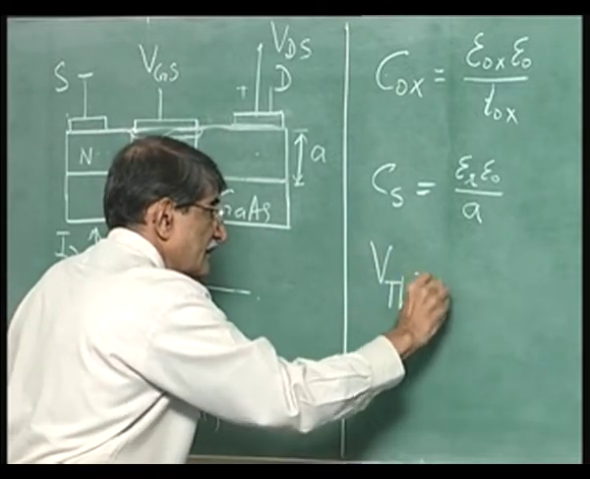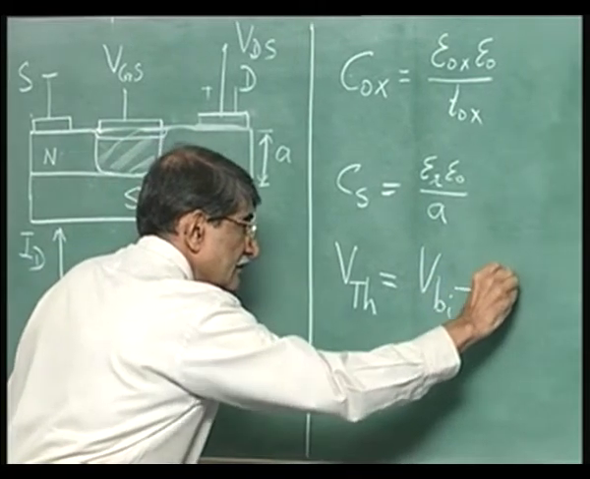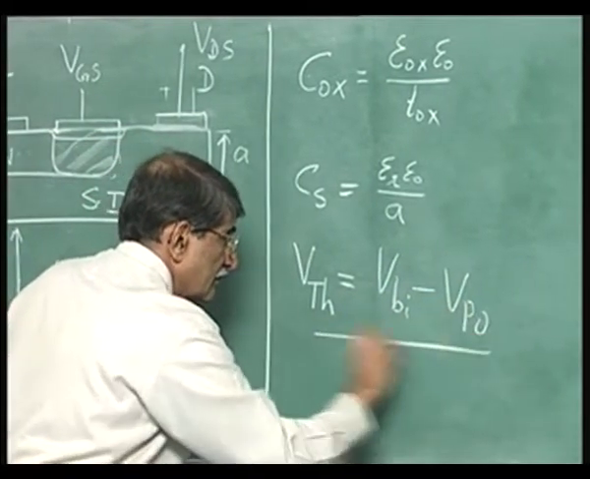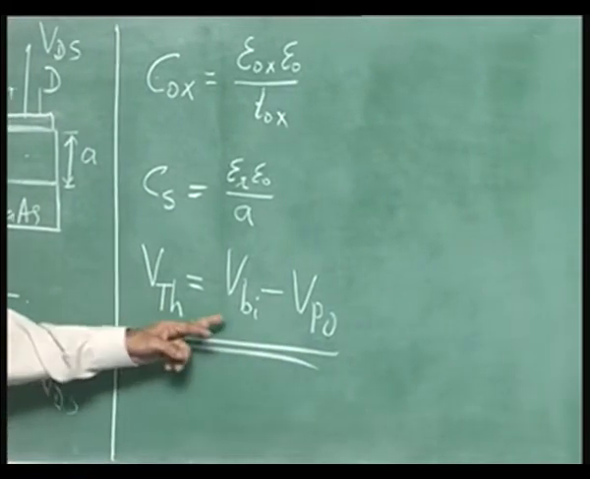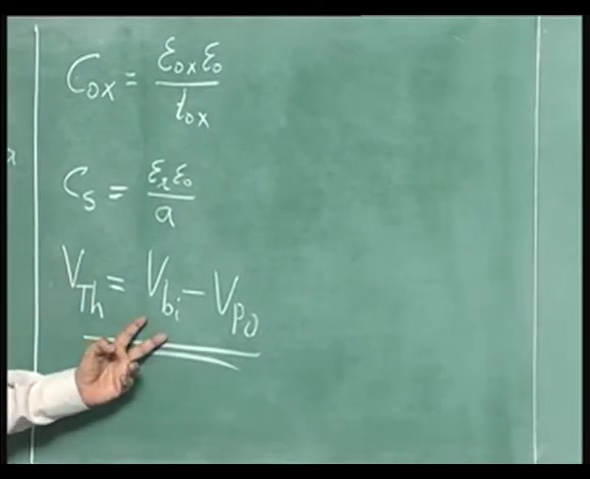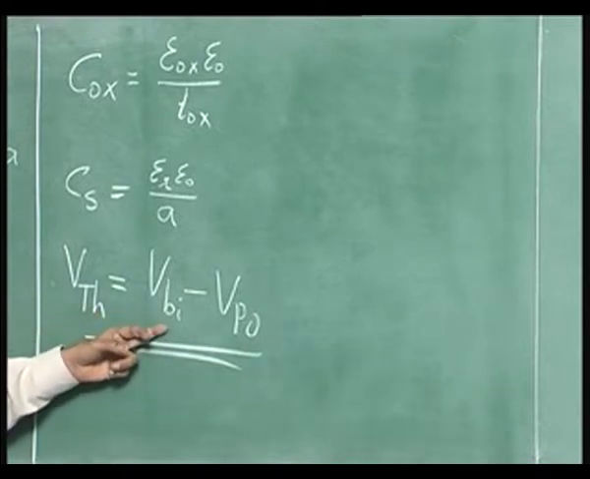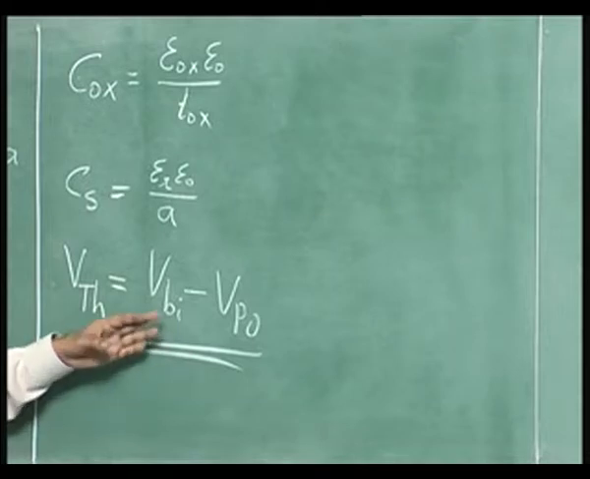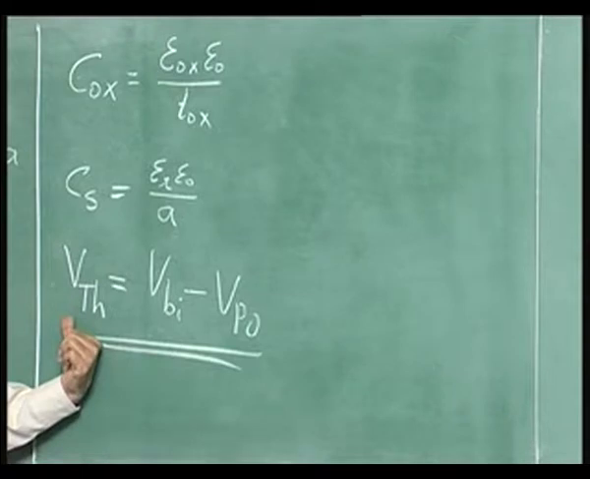All that will happen will be the threshold voltage is equal to VBI minus VP0, that is the voltage that you must apply, so that the channel is pinched off. If you do not apply any voltage, only VBI is present. Now, if VBI is small or 0 or very small compared to VP0, threshold voltage is negative.